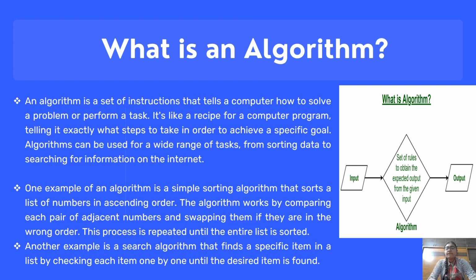One example of an algorithm is a simple sorting algorithm that sorts a list of numbers in ascending order. The algorithm works by comparing each pair of adjacent numbers and swapping them if they are in the wrong order. This process is repeated until the entire list is sorted. Another example is a search algorithm that finds a specific item in a list by checking each item one by one until the desired item is found.